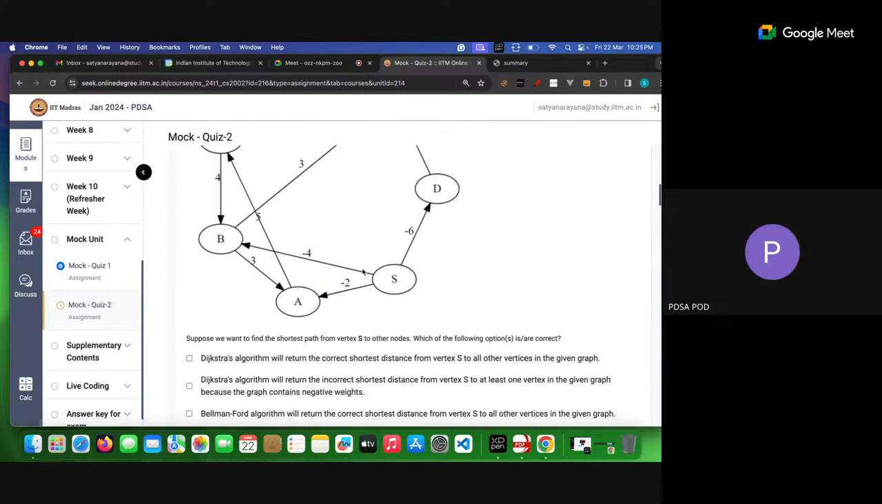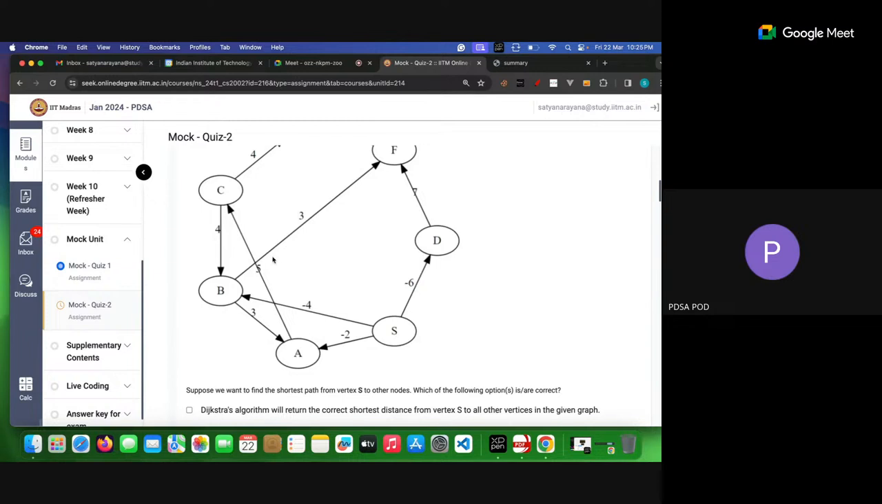For example, from S to D, -6 and 7, it's 1. There is no cycle there, no problem. S to B is -4, and B to A is -1. From S to B is -4, and with 3 it goes to -1. If, for example, you have a cycle from A to S, maybe it is a negative cycle, and the impact keeps increasing, so the process never ends.